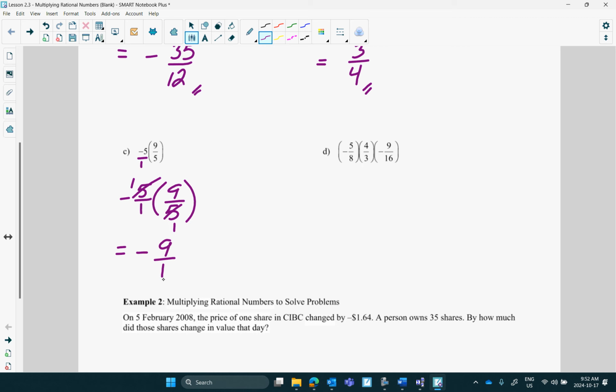Some students will leave this and think they're done, but this is not simplified. What's an easier way of saying negative 9 over 1? Negative 9. Just negative 9. Always make it a whole number if it's over 1. Okay, because you want to write the simplified answer.